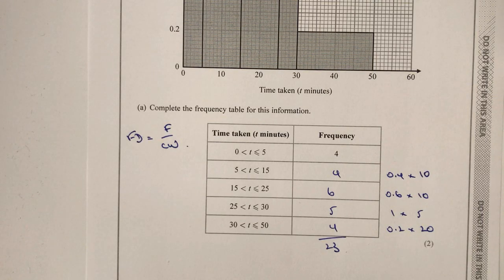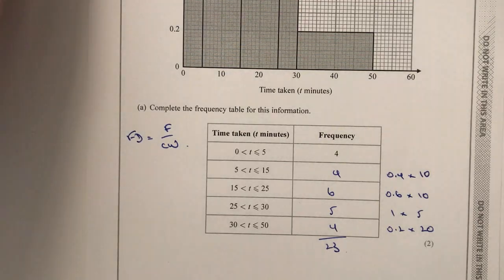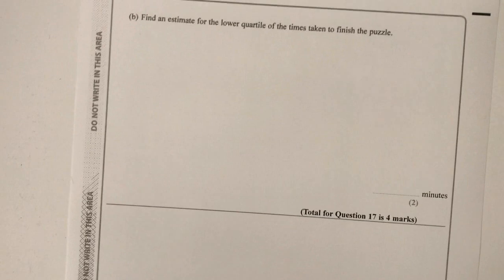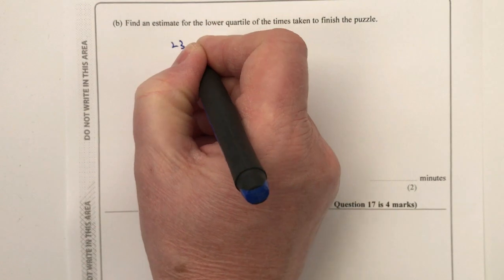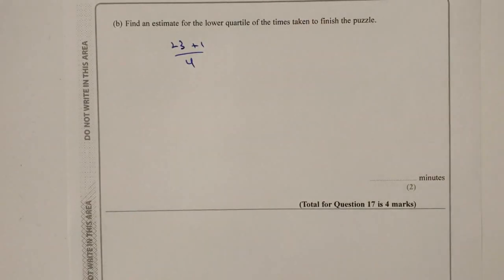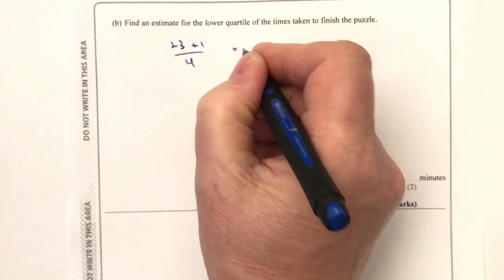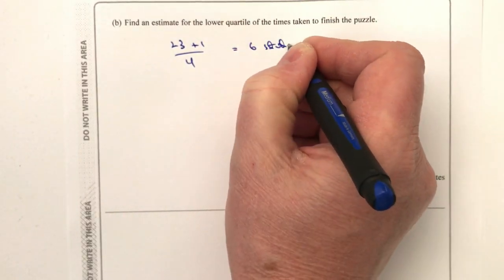Now part B, I won't go to it because we need to go back to the graph itself, but it says find an estimate for the lower quartile of the times taken to finish the puzzle. Well, the lower quartile is a quarter of the amount of students that we've got. We know there's 23 altogether, so it's 23 plus 1, and we want to quarter them, so we divide by 4, so that's 6 students altogether.